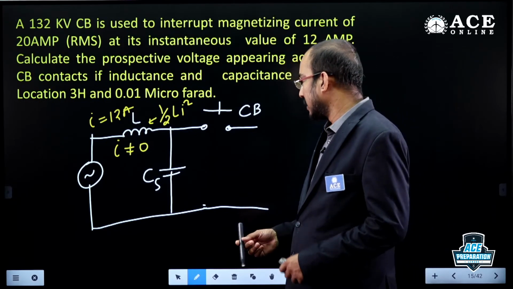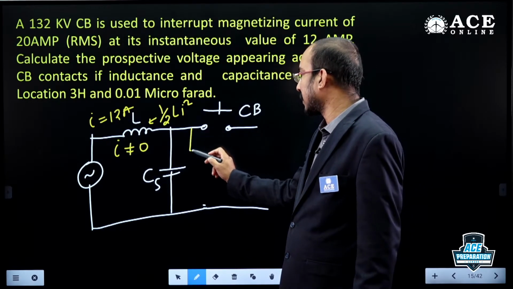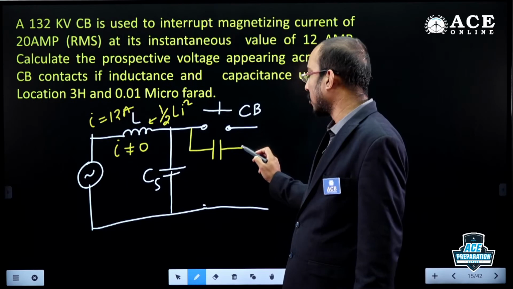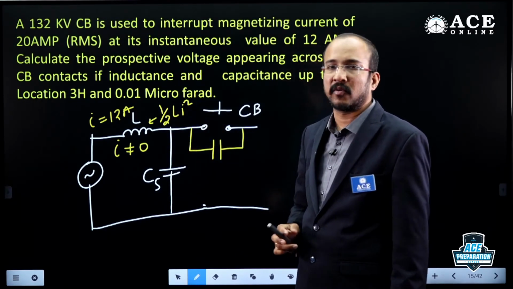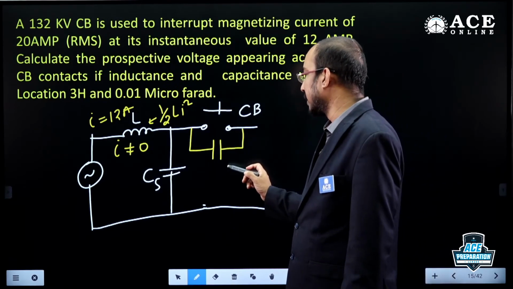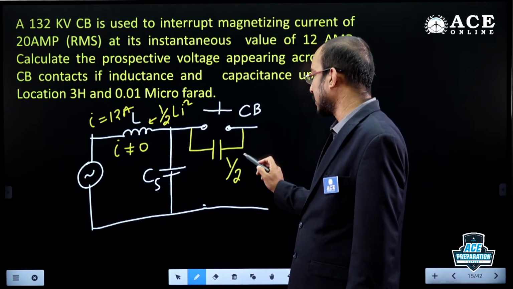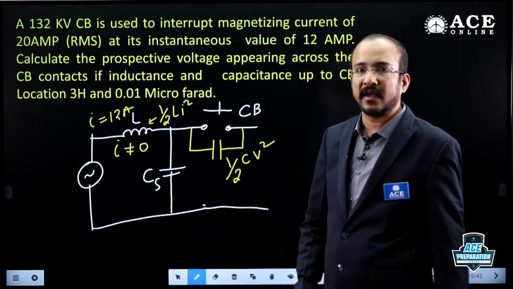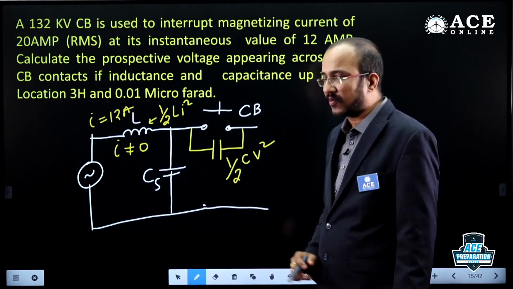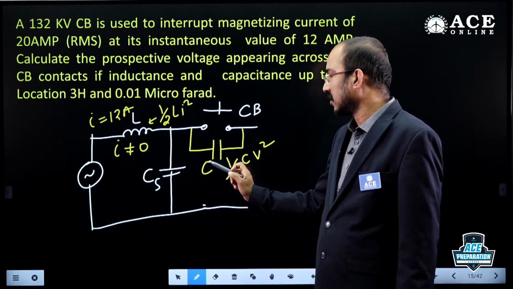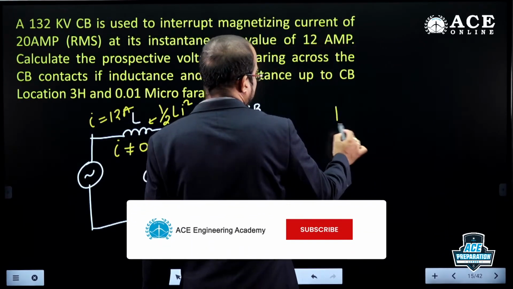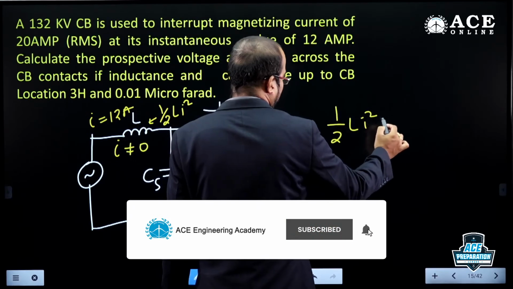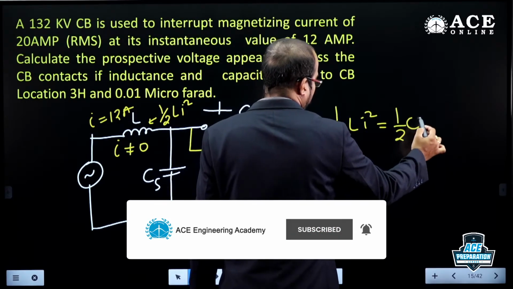So now there will be formation of capacitance across the breaker contacts. Whatever energy is stored in the inductor in the electromagnetic field will be converted into the electrostatic field, that is half C V square. Whenever the capacitance formation takes place, it builds up the voltage. So half L I square is equal to half C V square. Yes or no?